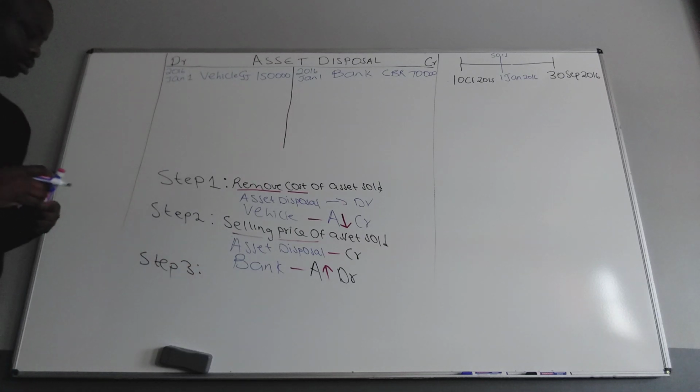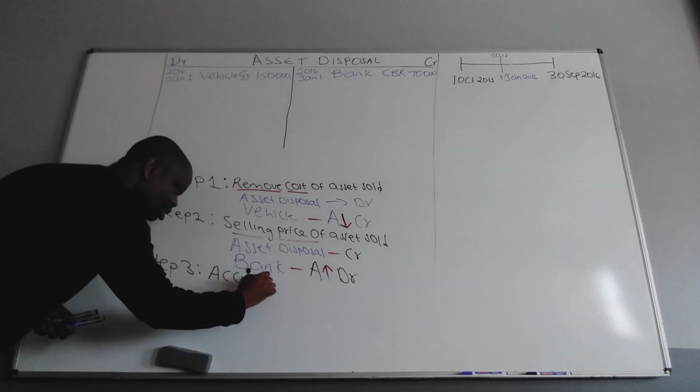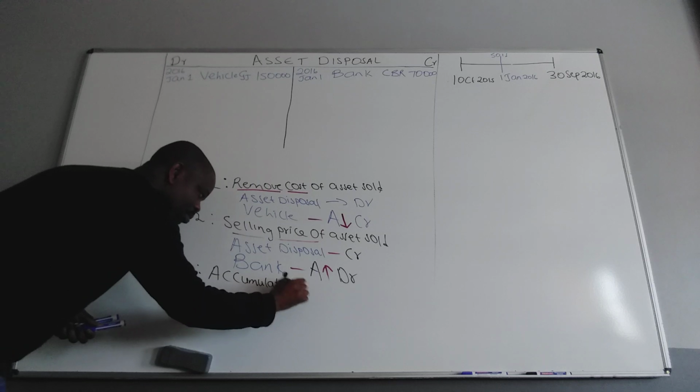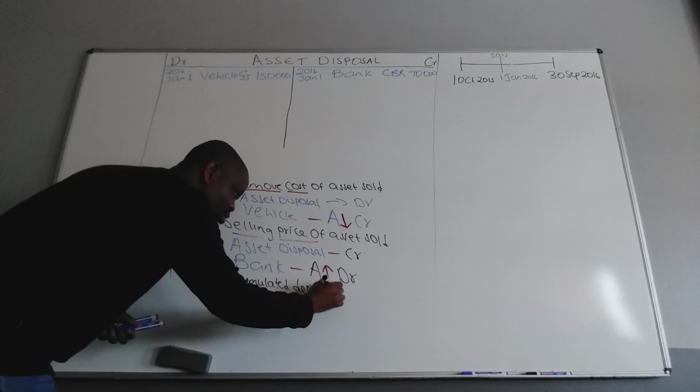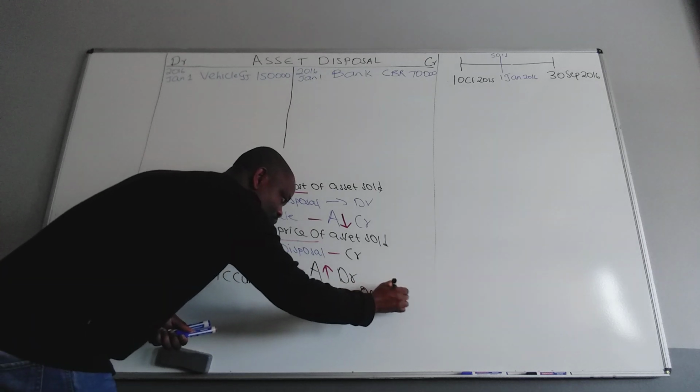Step number 3, accumulated depreciation for the asset disposal. Accumulated depreciation of assets sold.